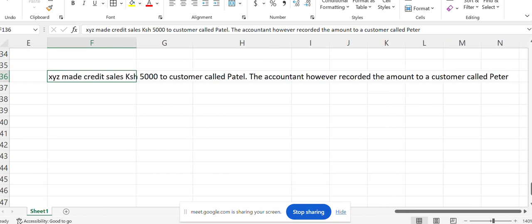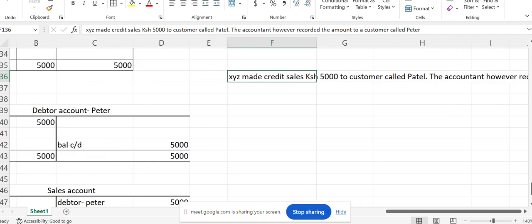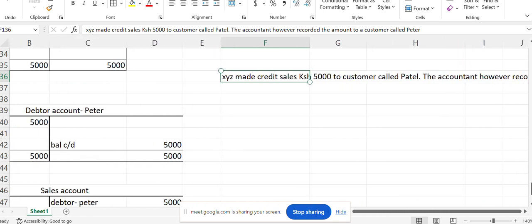Oh, the XYZ credit sales to a customer called Patel. The accountant, however, recorded the amount to Peter. Yes, the accountant recorded the amount to Peter, but this transaction was supposed to be recorded under an account by the name Patel. So that does not affect the principle of double entry, because even if you are to correct that error, how do we correct that error?